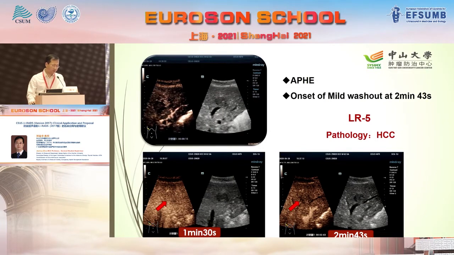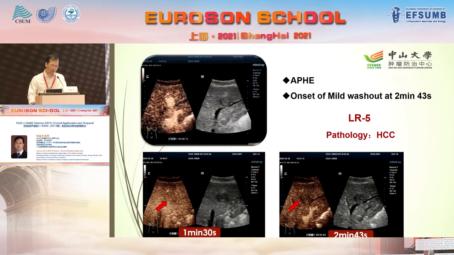The lesion shows homogeneous hyperenhancement in the arterial phase, but late and mild washout was detected at 1 minute and 30 seconds, and mild washout was detected at 2 minutes 46 seconds. The lesion could be classified as LR5. It's confirmed to be an HCC lesion.